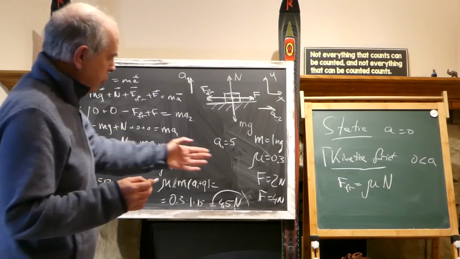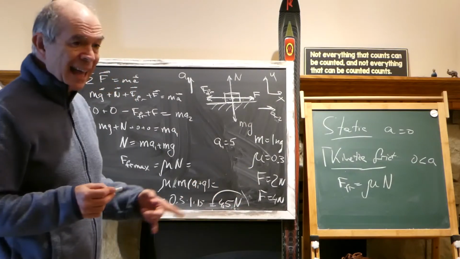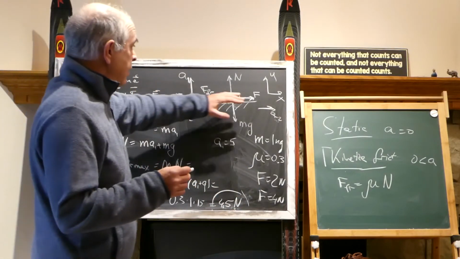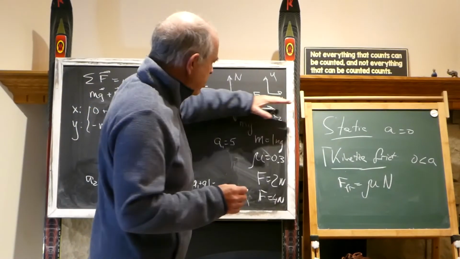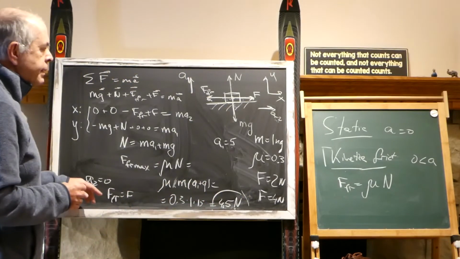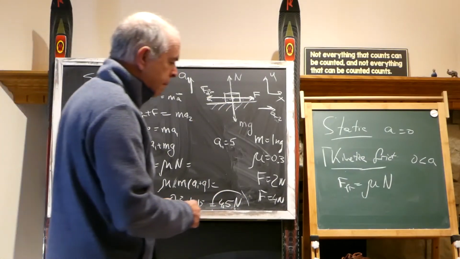And in both cases, we are applying a force less than that. So nothing changes, the body stays. This is the static case, it's not moving here. A2 equals 0, and the friction equals F.